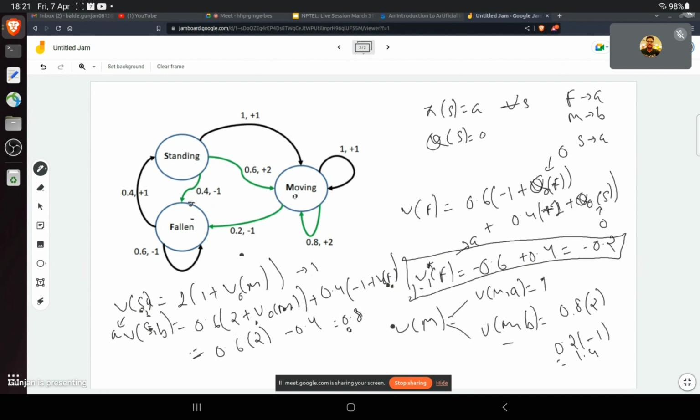But when we do it for V of m, we find that if we take action a at m, we get the value 1, whereas if we take action b at m, we get the value 1.4. So what is the optimal action that we should take at m? B, right? So for F it is A, for M it is B, and for S it is A, and that is how we update the policy. So this is the updated policy.